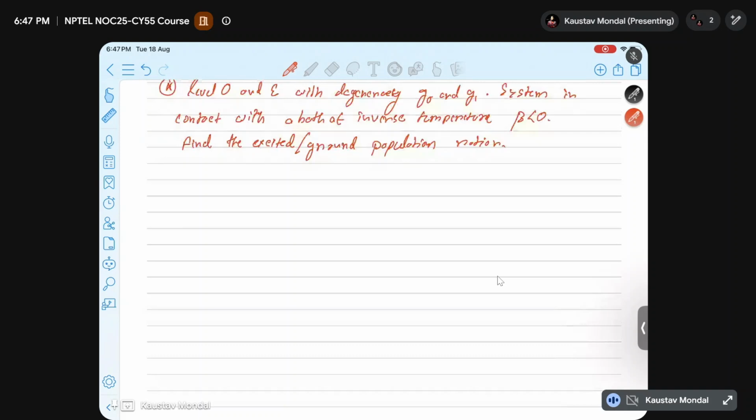We know the formula is like this: n1 by n0 is g1 by g0 times e to the power beta E, right?